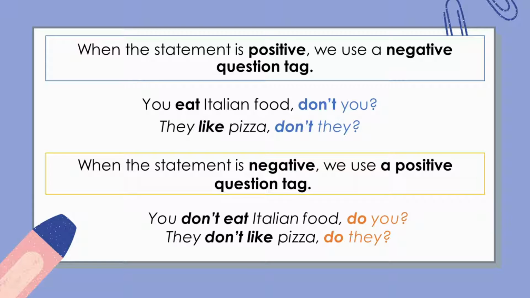You can see that you have to use the opposite grammar. If the first part is positive, use a negative question. If the first part is negative, use a positive question. Don't you? Don't they? Do you? Do they? Like this. Okay, let's move on.